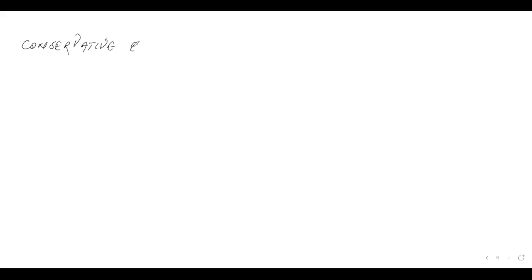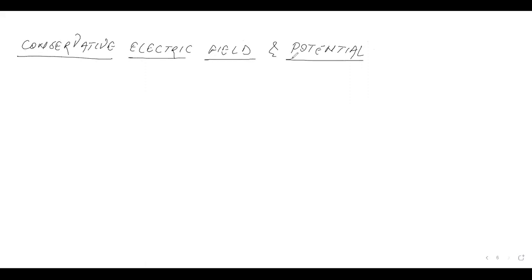Conservative electric field and potential. Note it down, please. Conservative electric field and potential. Okay. First of all, we will understand conservative force. What are the conservative forces?